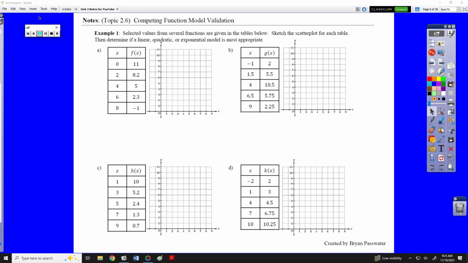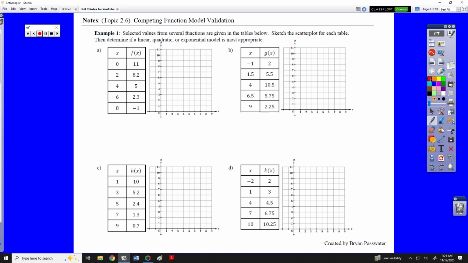Example 1 says selected values from several functions are given in the tables below. Sketch the scatter plot for each table, then determine if a linear, quadratic, or exponential model is most appropriate. So, what we do is we go into each of these charts, we take the points, and we graph them.